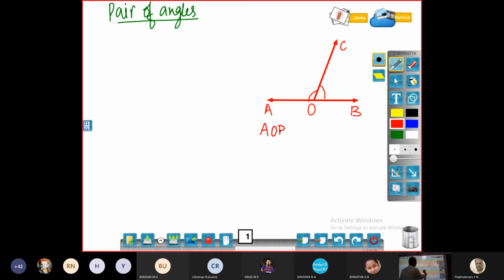You can find out the measure of these two angles. What is the measure of angle AOC plus the measure of angle BOC? Sum of these two. Is it equal to 180 degrees or not? So this is the concept you have studied. It must be equal to 180 degrees because AOB is a straight line. Supplementary angles, the linear pair of angles. So we can write an axiom here.